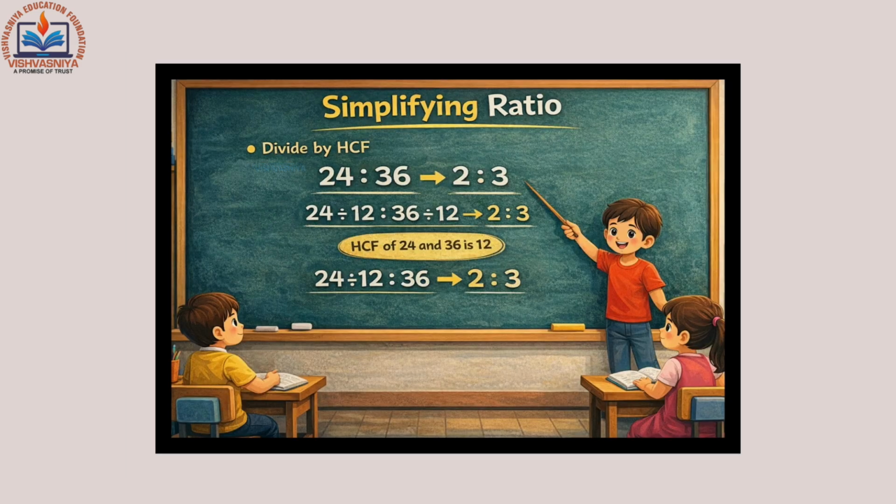Sometimes ratios can be simplified. To simplify a ratio, we divide both numbers by their highest common factor. For example, consider the ratio 24:36. The highest common factor of 24 and 36 is 12. Dividing both numbers by 12 gives 2:3.